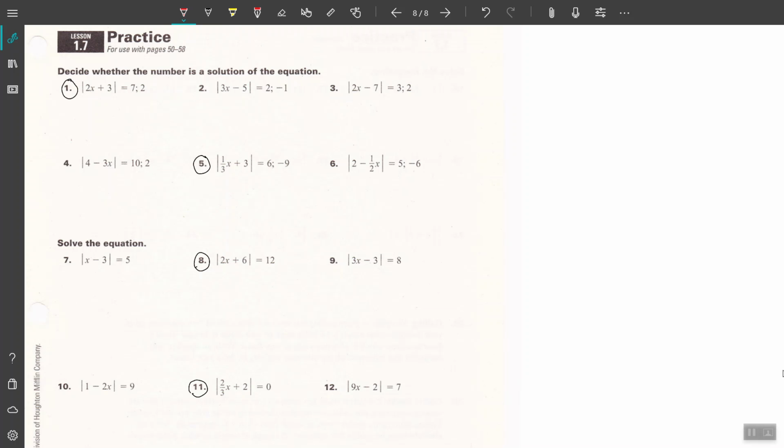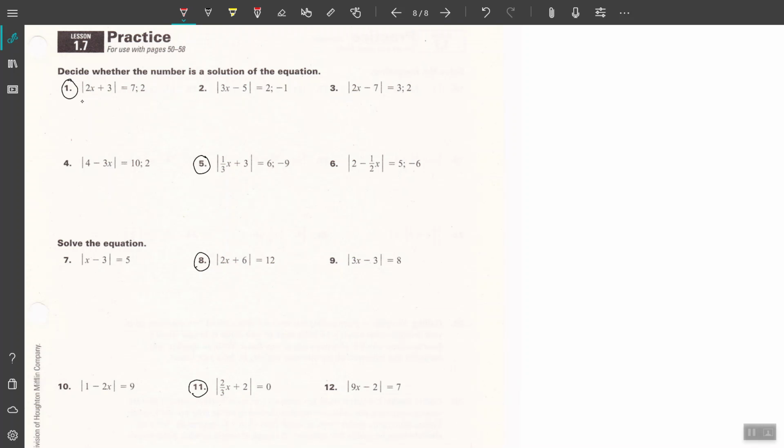Okay, and here we are at the end of chapter 1. We're going to finish this chapter off with a discussion about absolute value, both in equations and inequalities. Up at the top of the worksheet, they are simply wanting us to decide whether the number that they've given us over there to the right of the semicolon is a solution of the equation they've given us.